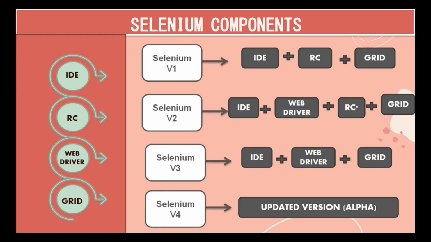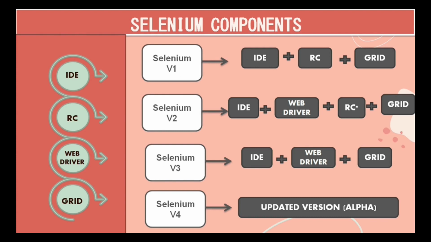Now to overcome this policy, a remote control server was designed, that is Selenium RC. The main reason to create this server was to trick the browser into believing that the Selenium code, in which we are running the scripts, and the web application under test are in the same domain. Here this same origin policy is solved. So this was version 1 of Selenium, where we have the IDE, RC and grid, and the same origin policy was solved in version 1.